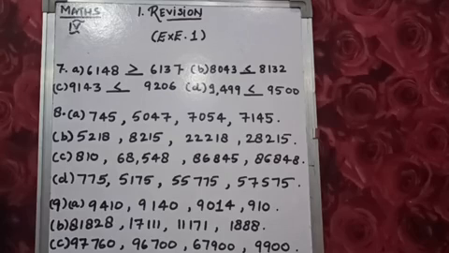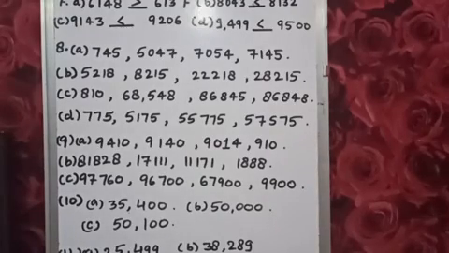Now let's see question number C. So in this series the greatest number is 97,760, then 96,700, then 67,900, and then 9,900 is the smallest number. So I hope question 9 is also clear. It's very easy. Simply you have to write in descending order, means from bigger to smaller. Okay, now try D, E, F. It's your homework.